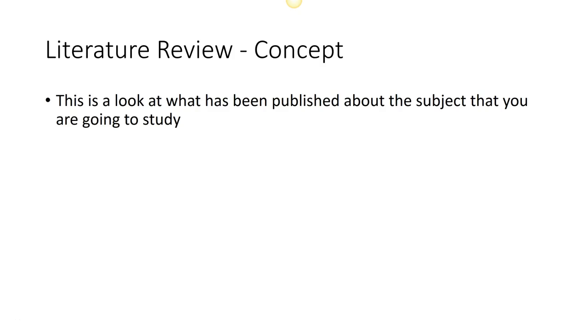Literature review, concept. This is a look at what has been published about the subject you're going to study. In order to come up with a good hypothesis, you have to see what's been done in the past. And in order to see what's been done in the past, you have to look at literature. Therefore, you do a literature review. Then you put down on paper what everybody says about that particular subject. And that becomes your basis of your literature review.